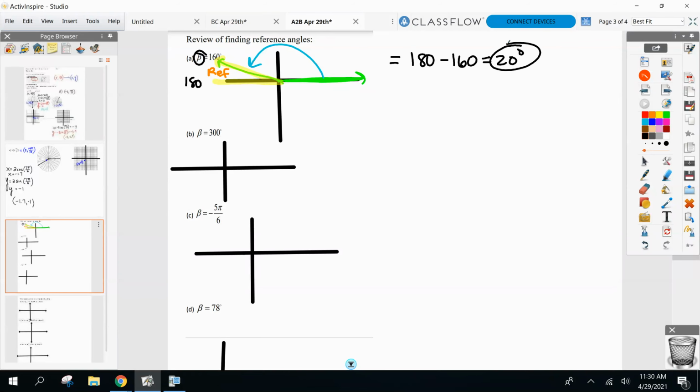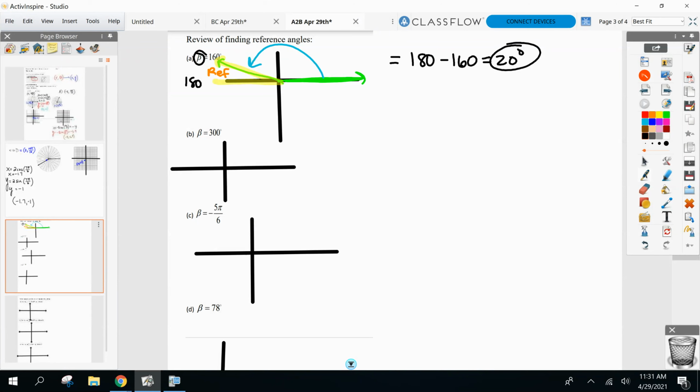Why? Somebody's going to know this. Why do I never want to use 90 or 270? What axis is 90 and 270 located on? The y-axis. And the reference angle is always on the x-axis. So I will never use 90 or 270 calculating these.